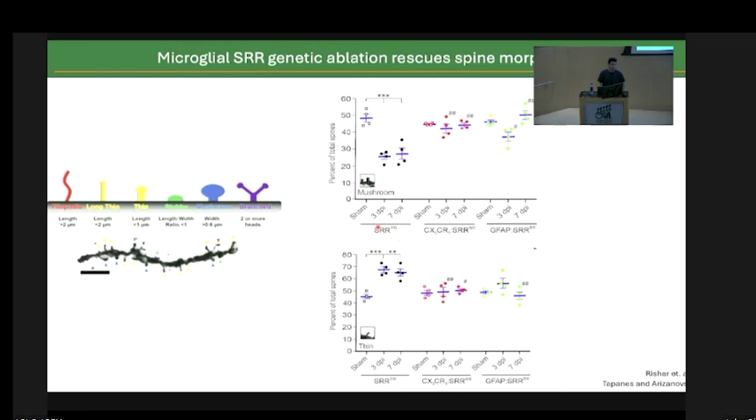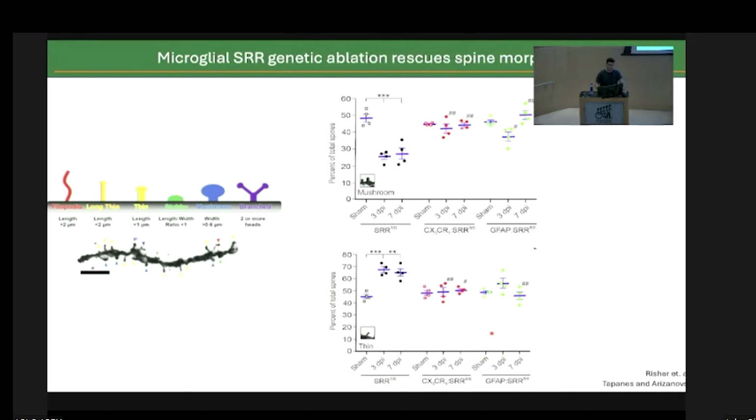And what we see is in our control animals, we see a reduction of these mushroom spines, a loss of these healthy functioning spines at 3 and 7 days post-injury. But in our microglial knockout and in our astrocyte knockout, we're able to rescue the loss of these mushroom spines at 3 and 7 days post-injury. And the thin spines, we see at 3 and 7 days post-injury a significant increase in these spines, suggesting that there is damage occurring in the hippocampus. However, once again, when we remove microglial or astrocytic D-serine, we're able to prevent this.